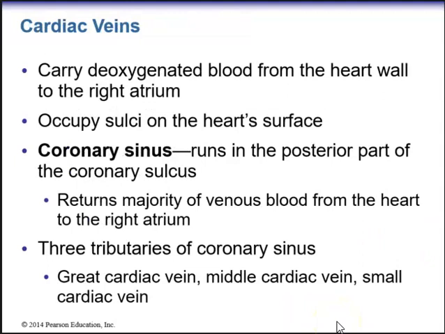Now, the cardiac veins will carry deoxygenated blood from the heart wall to the right atrium. We know that the cardiac veins also occupy those sulci on the heart's surface. The main cardiac vein that you see posteriorly is the coronary sinus. The coronary sinus runs in the posterior part of the coronary sulcus and will return the majority of venous blood from the heart to the right atrium. It's one of the three vessels that we talked about that will drain deoxygenated blood into the right atrium. The two other vessels were the superior vena cava and the inferior vena cava. And we have three veins that will drain into the coronary sinus, so three tributaries of the coronary sinus: the great cardiac vein, the middle cardiac vein, as well as the small cardiac vein.